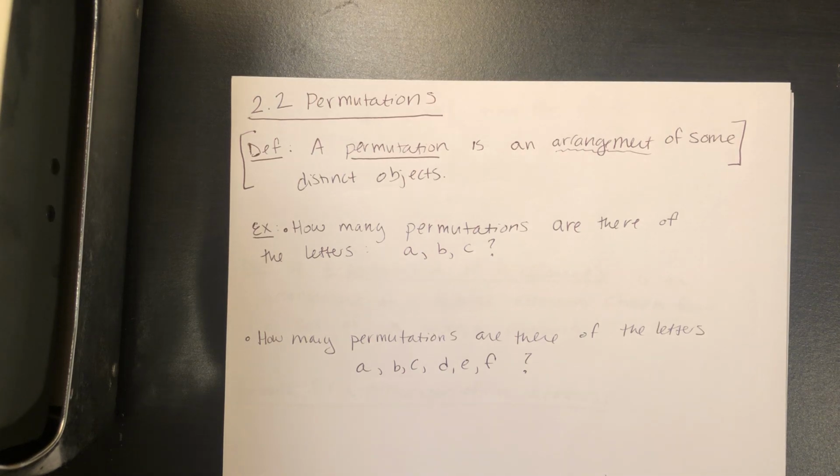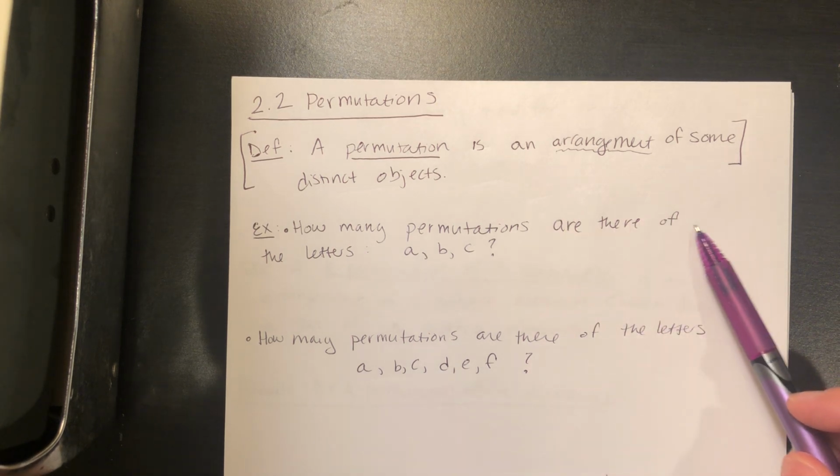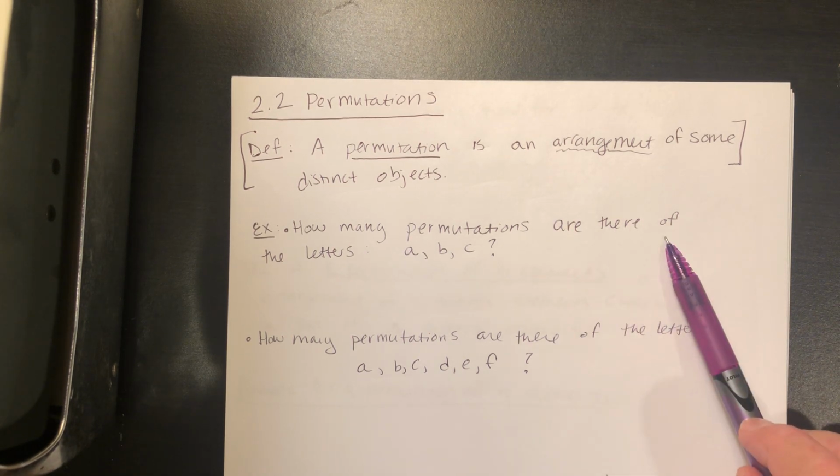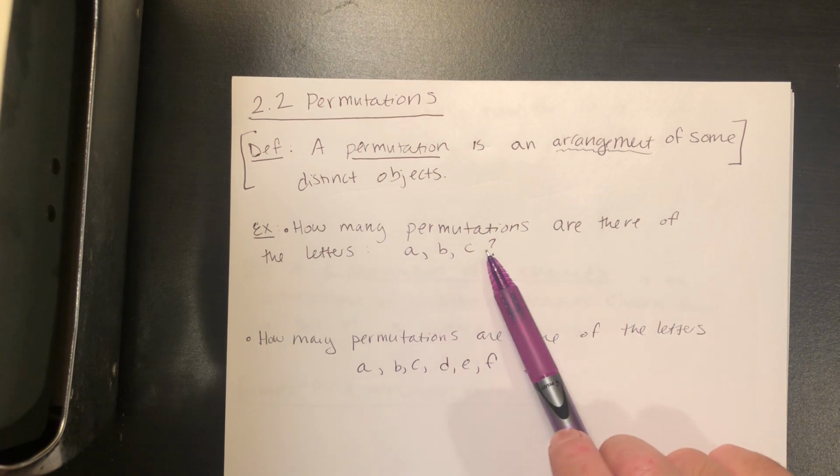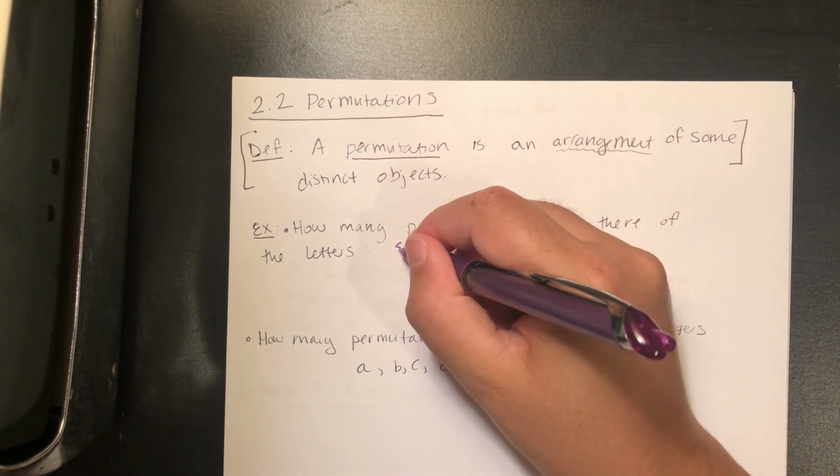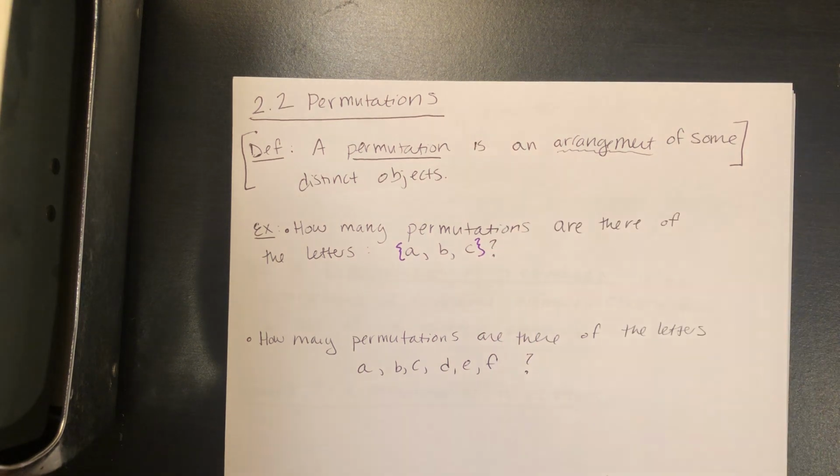Section 2.2 has to do with permutations. A permutation is just an arrangement of some set of distinct objects. We saw some examples in the warm-up problems, but let's look at this example here. How many permutations are there of the letters A, B, and C? This is just some set of letters, and we're wondering how many ways we can arrange those letters.